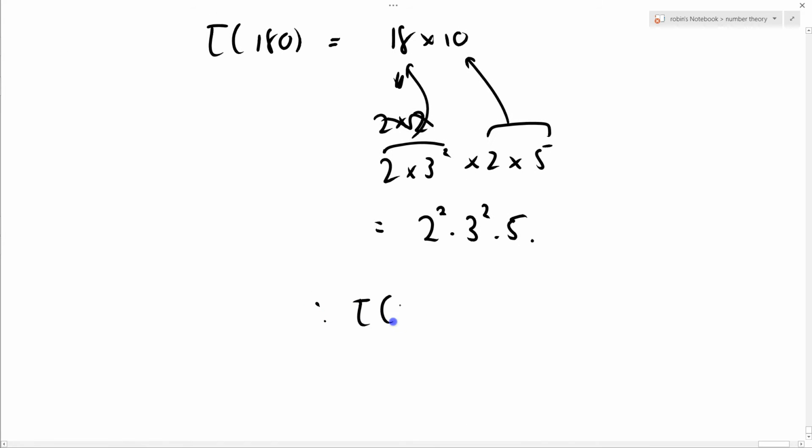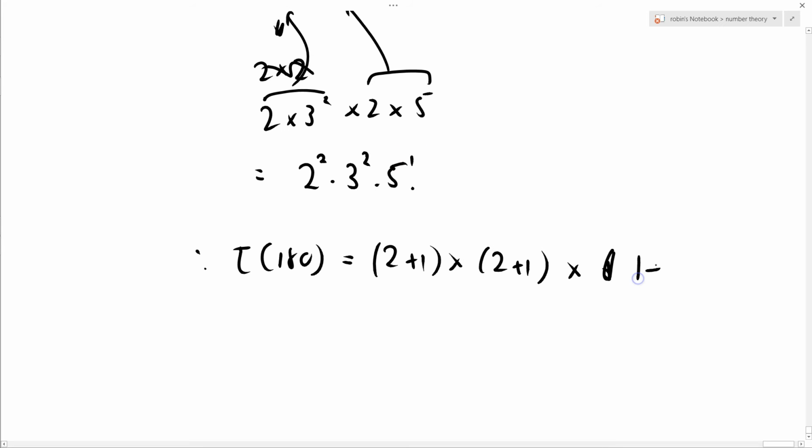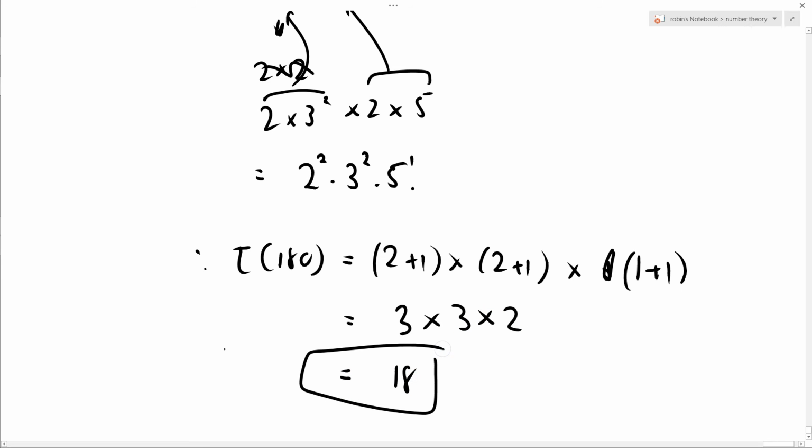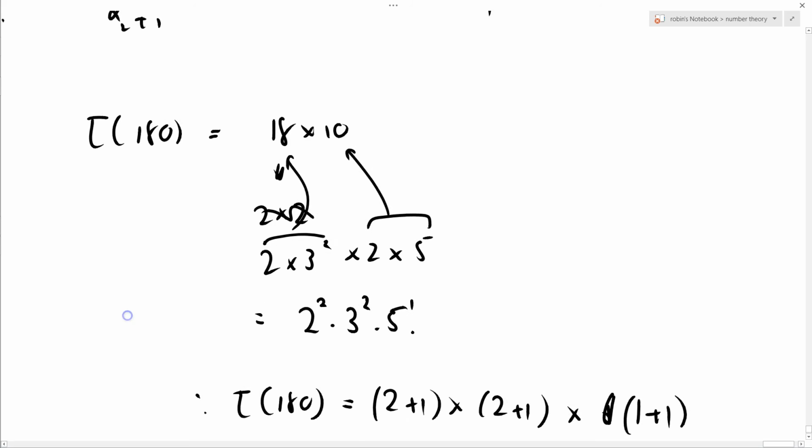So therefore, tor of 180 is 2 plus 1 for this 2 here, times 2 plus 1 for this one here, times, oh no, sorry, it's the power, 1 plus 1, which is 2. So it's 3 times 3 times 2, which is 18. There we go. So tor of 180 equals 18. Is that right? It doesn't look very many to me. Let's just verify that. Let's say it's 2 squared times 3 squared times 5.